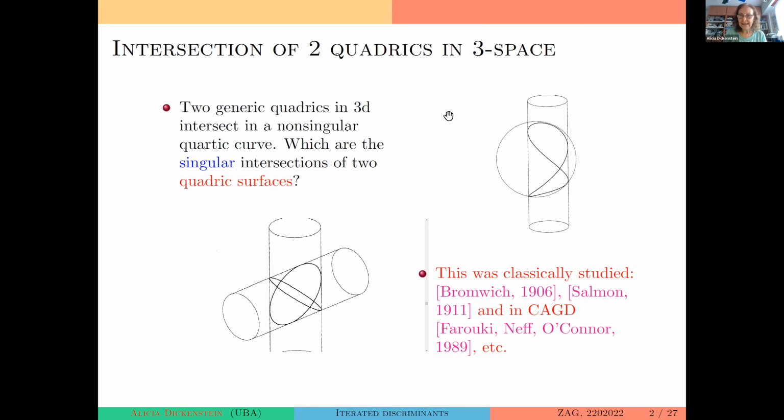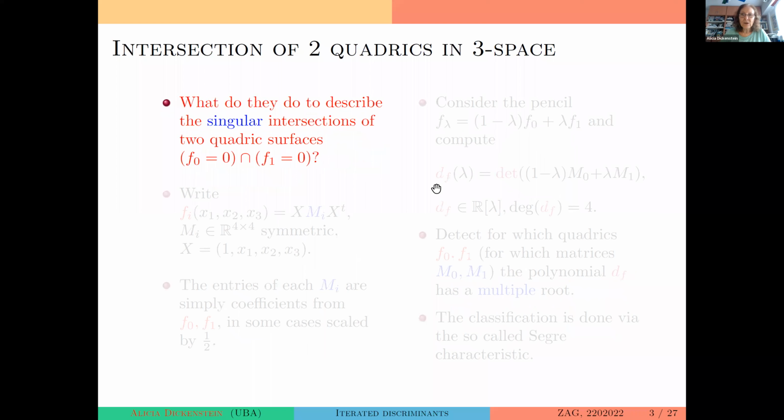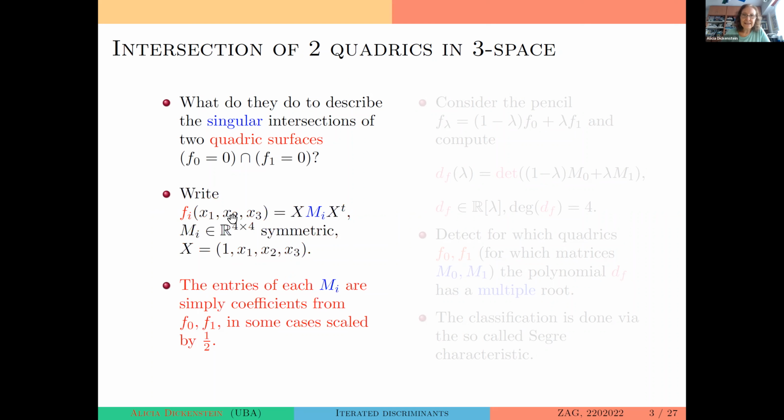And this was studied classically by Bromwich and Salmon, and also in computer-aided geometric design, around 1989. So what did they do to describe this singular intersection of quadric surfaces, F0 and F1? Each quadric you can write in this way, where X is the vector (1, X1, X2, X3) and M_i is a 4x4 symmetric matrix. Essentially the coefficients of F, up to a factor of 1/2 in some cases, are just the entries of this matrix M.